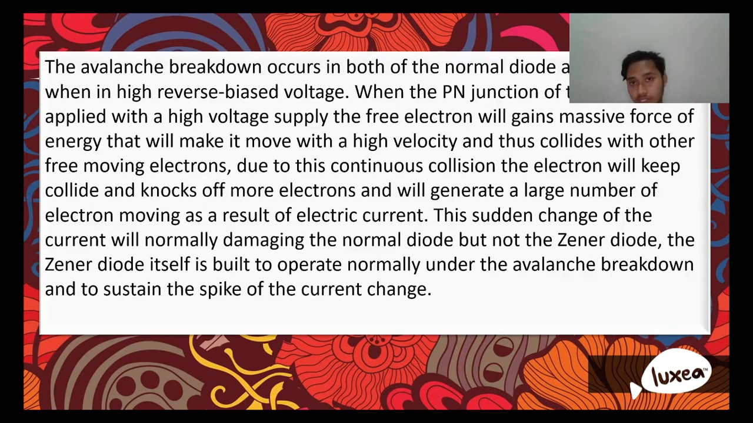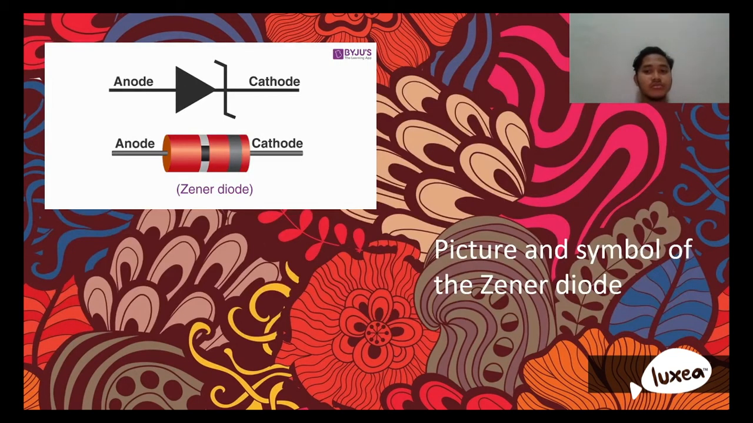because the Zener diode is specifically built to sustain the spike of change of the electric current, and to operate normally under avalanche breakdown and sustain the sudden changing of the current. Right, next, this is the picture and symbol of the Zener diode. The Zener diode has a black line to it, as you can see here.